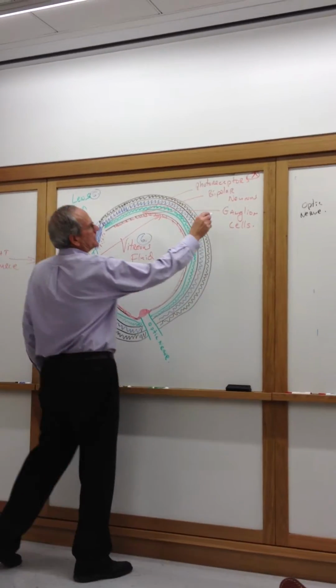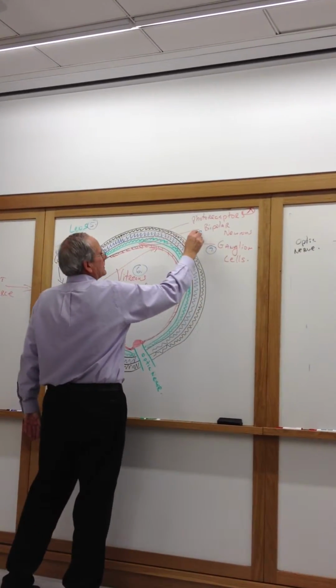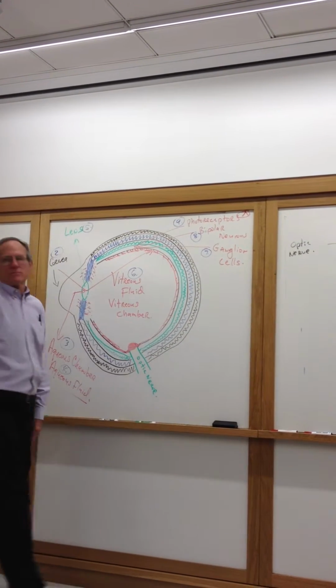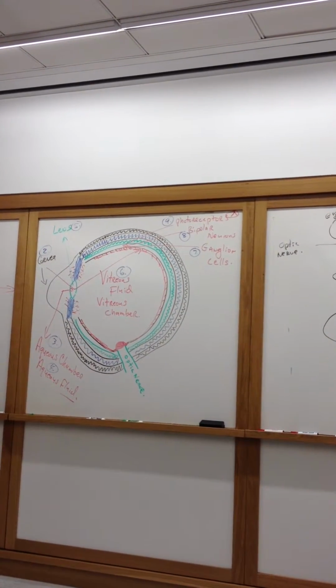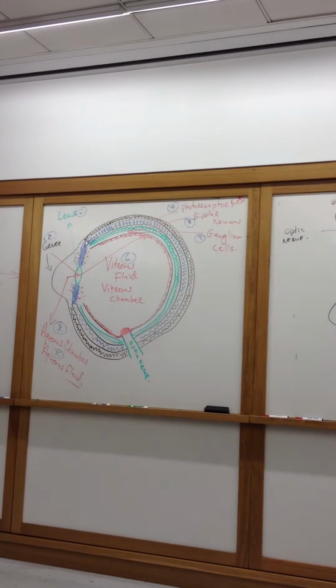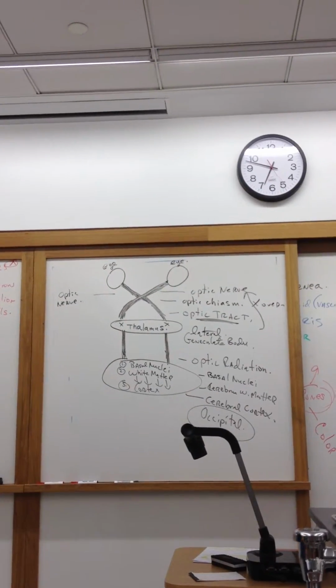Step number 7 would be the ganglion cell, right? Nothing happens. Step number 8, bipolar cells, nothing happens. Step number 9, photoreceptors. That's the magic moment, when the light now becomes a neuronal impulse, because the light will stimulate the rods and cones. And the rods and cones are the photoreceptors.